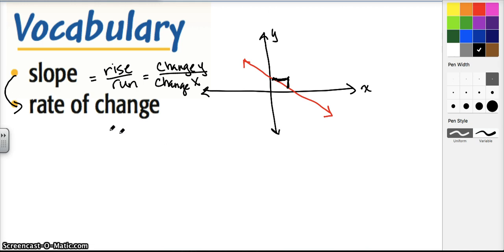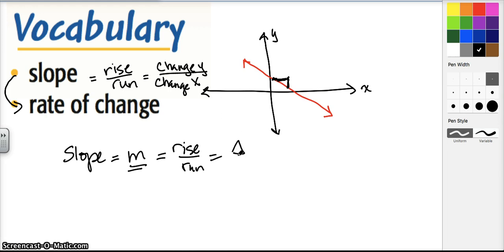So let me just get down to business a little bit. For slope, we usually use the variable m. That'll come up later in the chapter. We talk about it as rise over run, as I have written up here. We also call it the change in y over change in x. Sometimes the triangle is used, the Greek letter delta, and delta in science often means change. So delta y over delta x.